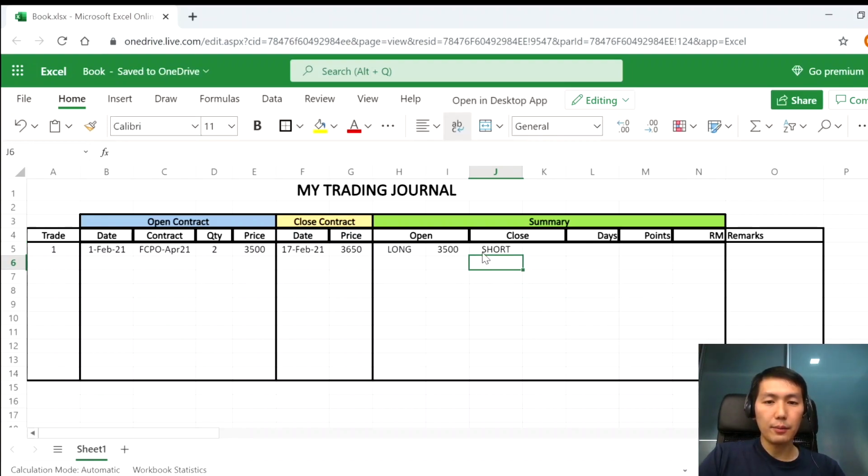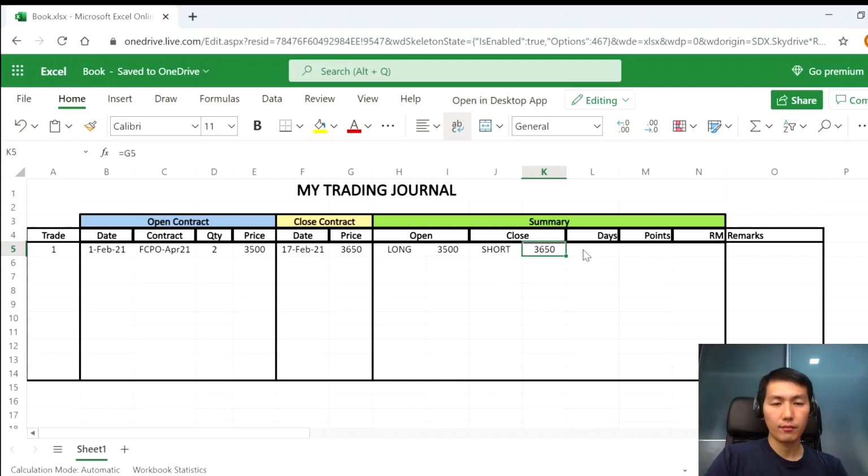So if this is long, then this would be short, and if your opening position is a short contract, then your closing position is a long position. Both are moving in the opposite direction. Now that I've gone short, I need to put the price here. I type in equals G5, then enter. Now we can see that I'm long at 3005 and short at 3650 points.